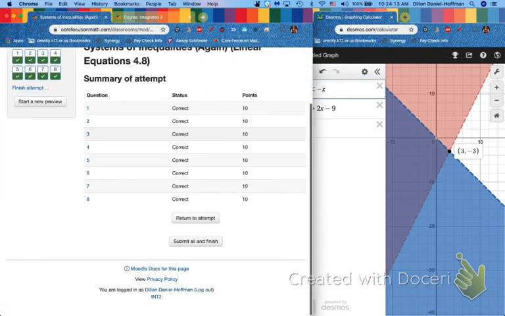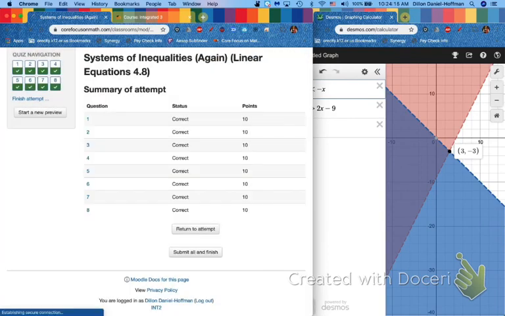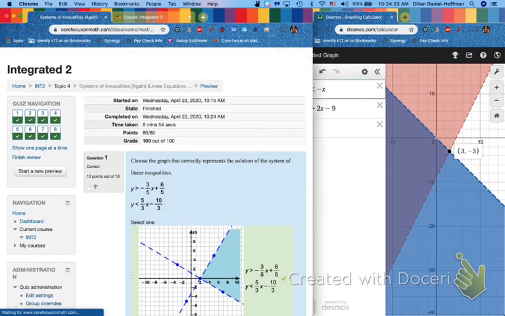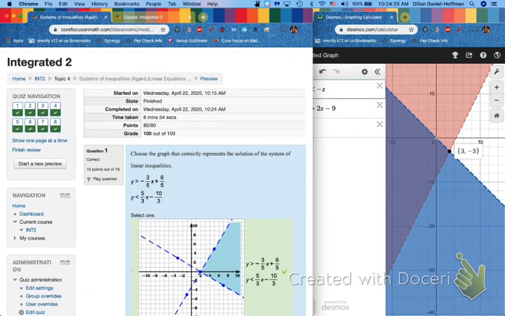Finish. Submit and submit. So the first 3 lessons of Integrated 3 for the fall are all done now. Our graphing inequalities lessons. We're going to have something a little different next time. But hopefully you enjoyed these 3 lessons here.